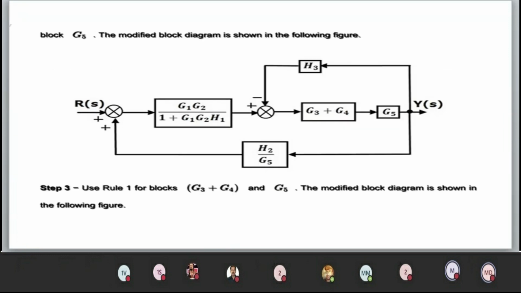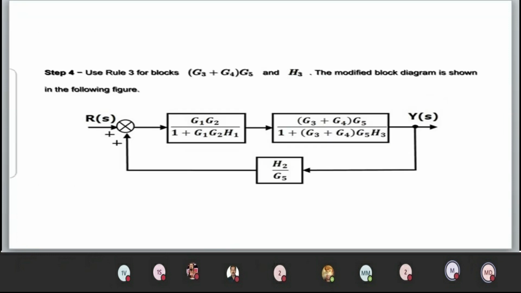Together, you can notice that you have a feedback path. The path is above, so don't mistake it as a feed forward. Take care of the arrow mark. If the arrow mark is pointing towards the forward direction, it is forward. If the arrow mark is pointing towards the reverse direction, it is backward. Okay, so eliminate the feedback. G3 plus G4 into G5 divided by 1 plus G3 plus G4 into G5 H3. Okay. So you can notice that we have successfully reduced 8 blocks into 3 blocks.